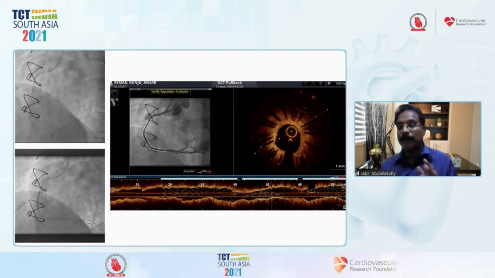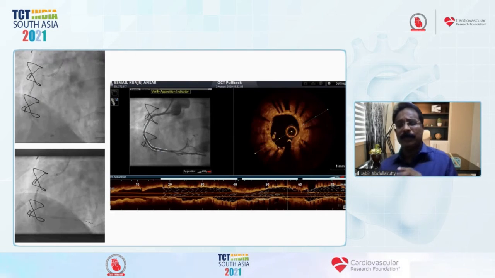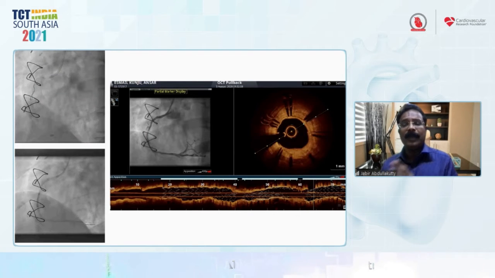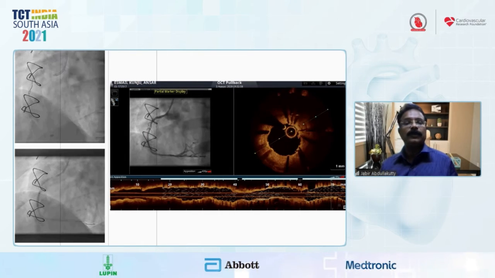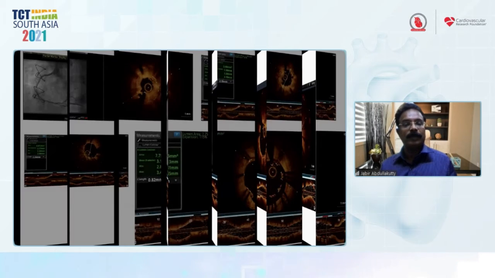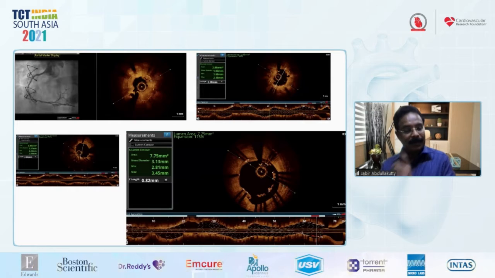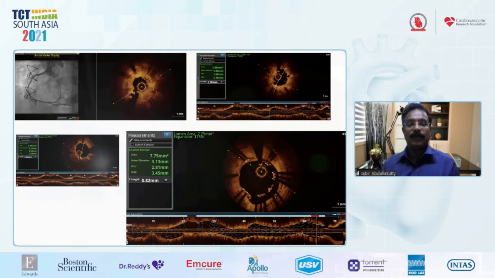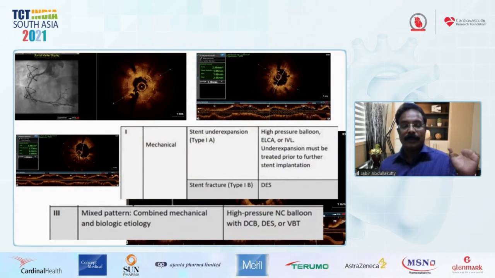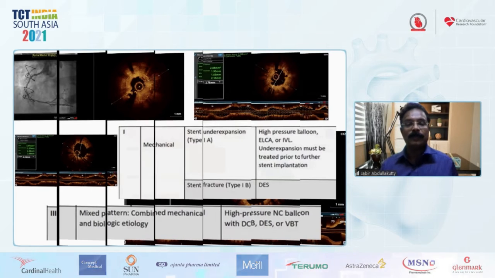I think it's almost a 3 to 3.5 millimeter vessel, and in the proximal part it's likely a 4 millimeter vessel, where a 2.5 millimeter stent was used. So you can see significant neointimal proliferation, under-expansion of the stent, and in fact at the proximal part there is a malposition of the stent. So it is a mixed pattern, that is type 3. There is a mechanical problem and there is a biological problem.